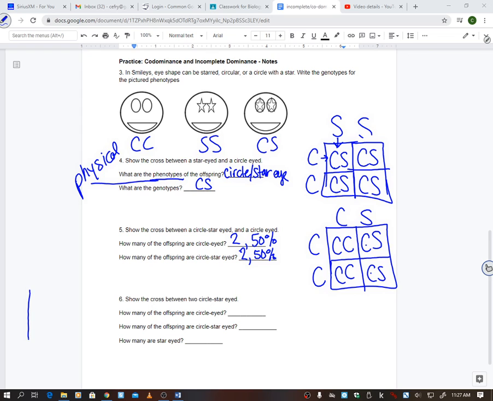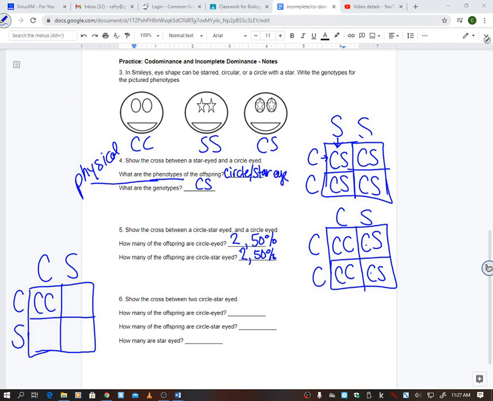All right, number 6, I'm going to draw over on this other side here. So I'm going to put my Punnett square here. You guys, I'm just running out of room over there. You guys can, if you have room, draw it on the other side there. All right, so I have a cross between 2 circle star-eyed parents. So there's one circle star-eyed parent. Here's the other circle star-eyed parent. I'm going to fill in this Punnett square.